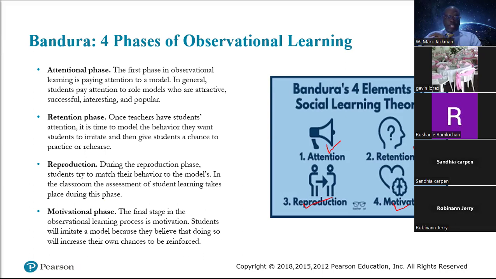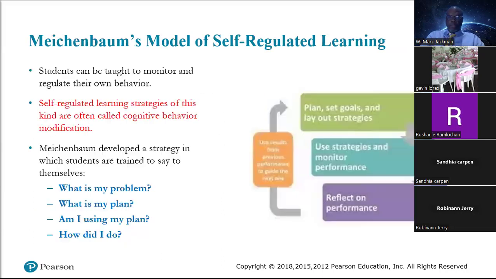The motivational phase, the final stage in observational learning, is about motivation. Students will imitate a model because they believe that in doing so, they will increase their own chances of being successful or being reinforced, because they observe the benefits that the model would have gotten through their learning vicariously.